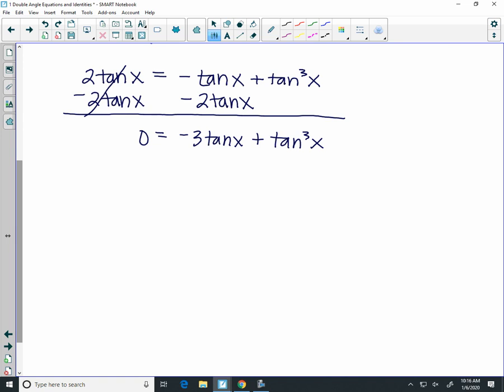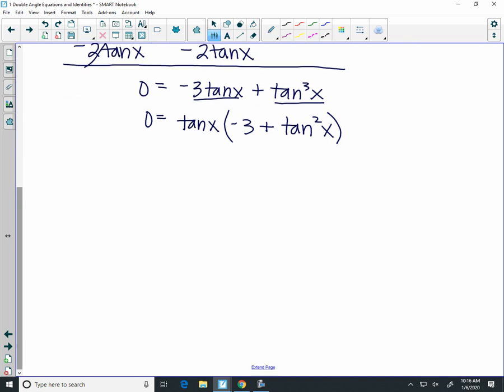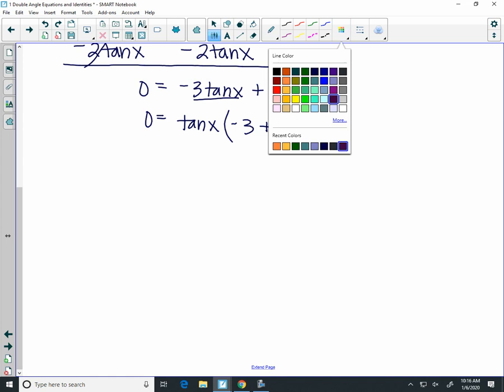And then what can I GCF out? A tangent. When I take a tangent out of the first term, I'm left with negative 3. When I take a tangent out of the second term, I'm only taking one of them, so I'm left with tangent squared. It's good to do some tangent in that circle. No. Sine and cosine was okay. So now we can set these both equal to 0.